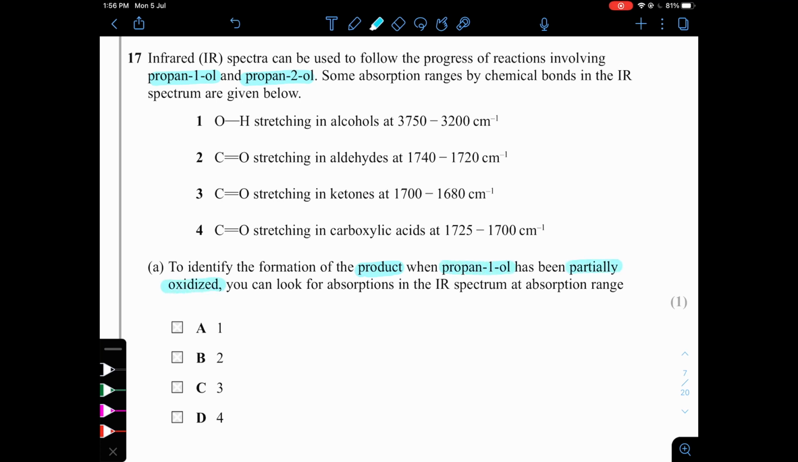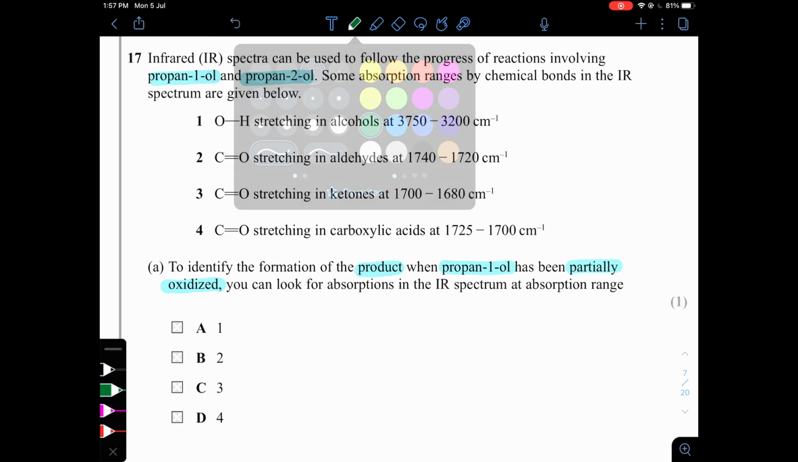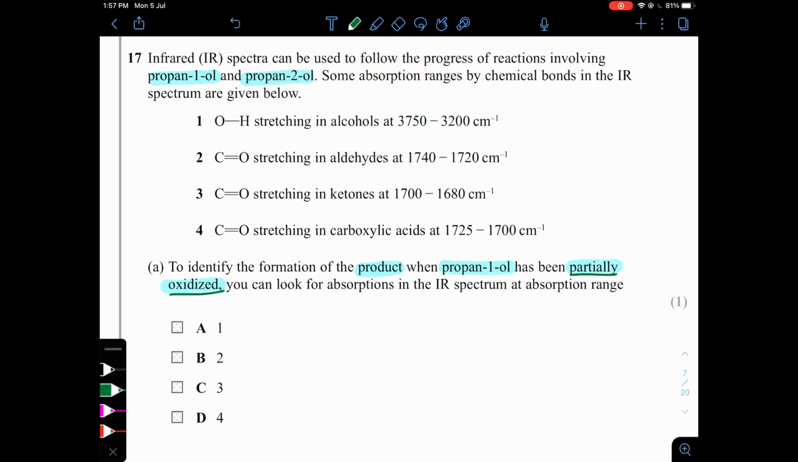The key term here is partially. Now propan-1-ol, what type of alcohol is that? That is a primary alcohol. And what happens to a primary alcohol when you oxidize it? It turns into an aldehyde.